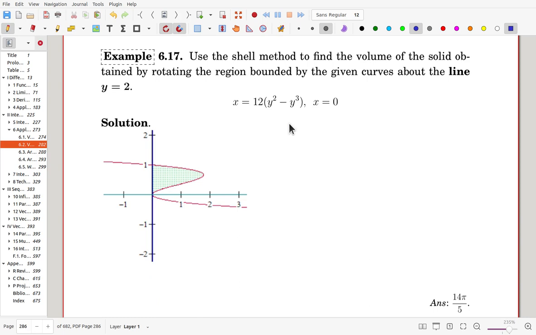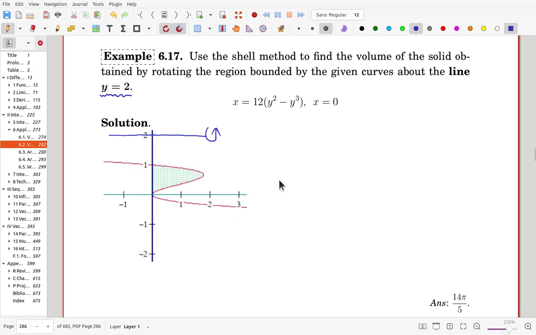Okay, let's try to solve the last problem of the section. Again, we'll use the shell method to find the volume of a solid obtained by rotating the region bounded by the given curves about the line y equals 2. Now the axis of rotation is y equals 2, so along that line we are making the rotation.